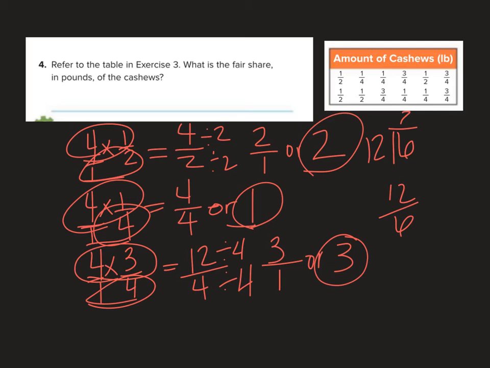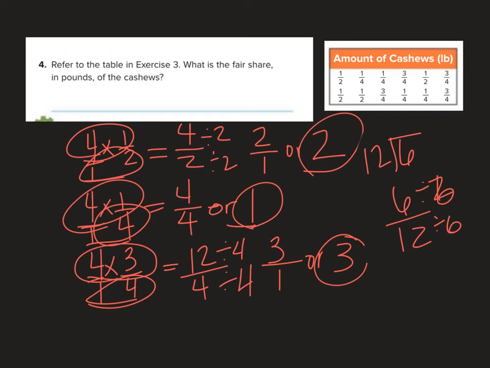Whoa, don't do that. It is not 12 divided by 6. It is 6 divided by 12. 6 divided by 12 is the same as 1 half, because I would divide by 6, divide by 6, and get 1 over 2. So what is the fair share per pound? It would be half a pound of cashews.